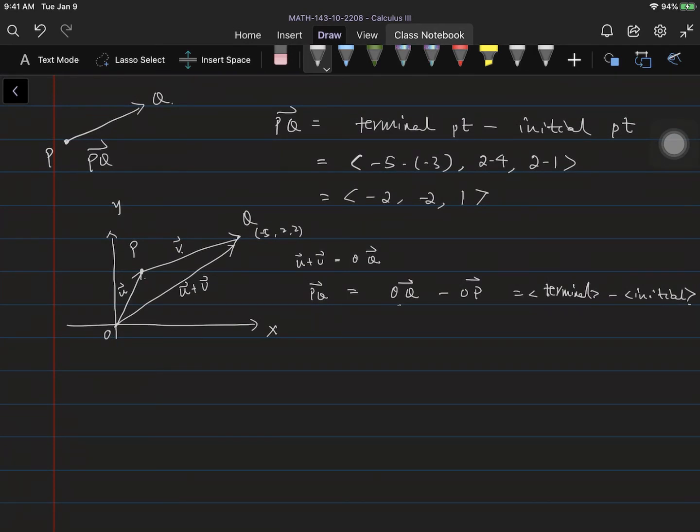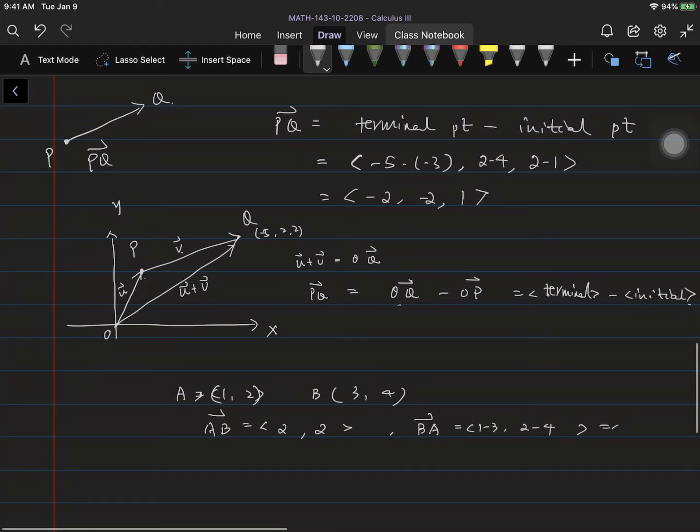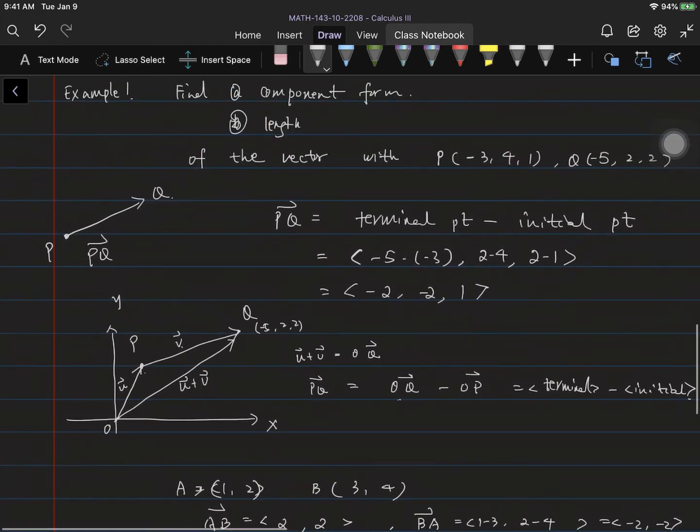So for example, if point A is 1, 2 and B is 3, 4, what does the AB vector equal? Terminal minus initial: 3 minus 1 is 2, and 4 minus 2 is 2. And then if we look at BA, the terminal point becomes A, so it is 1 minus 3, 2 minus 4, in this case negative 2, negative 2. They are just opposite to each other. So this is the component form of the vector, right?